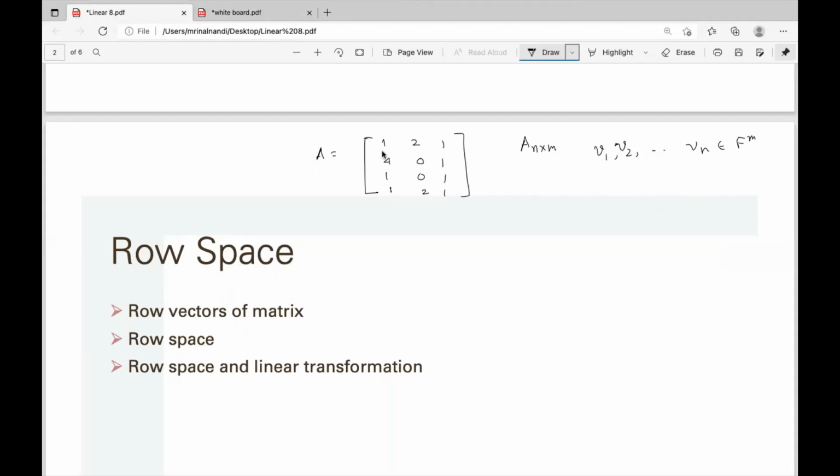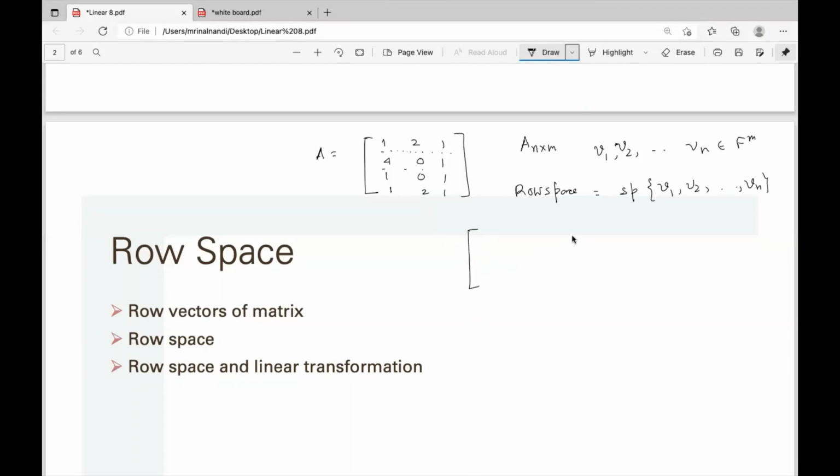Now these n vectors are in Fm. We can talk about the independence and spanning set of these vectors. So first of all, we consider the space generated by these vectors. This is called the row space. What is the row space? Row space is nothing but the span of these row vectors. Now, how do you find the row space?